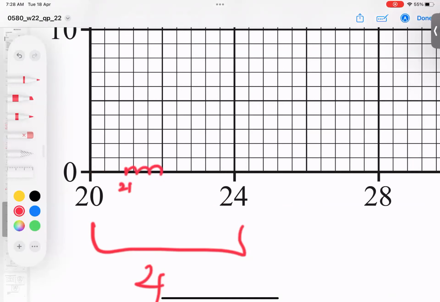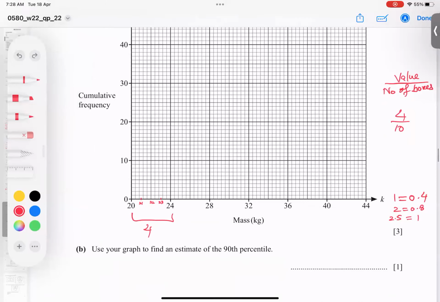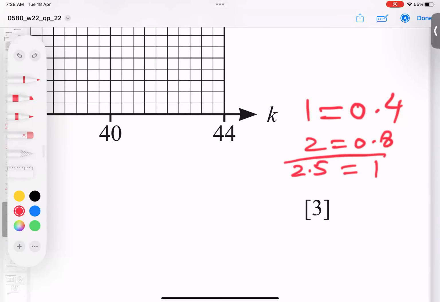So half, 1, 2, this is 22. So 1, 2 and half, this is 23. And half, 1, 2, so 2.5. So I hope you got the idea. It's a very important concept, otherwise it is very hard to do. So I think I should focus on this only. 2.5 boxes is equal to 1.